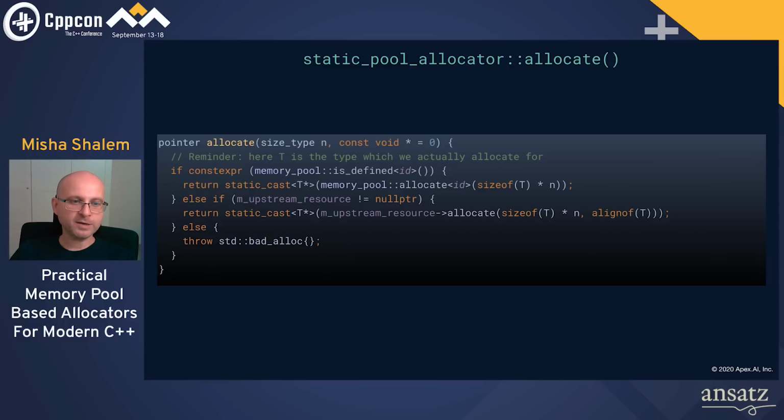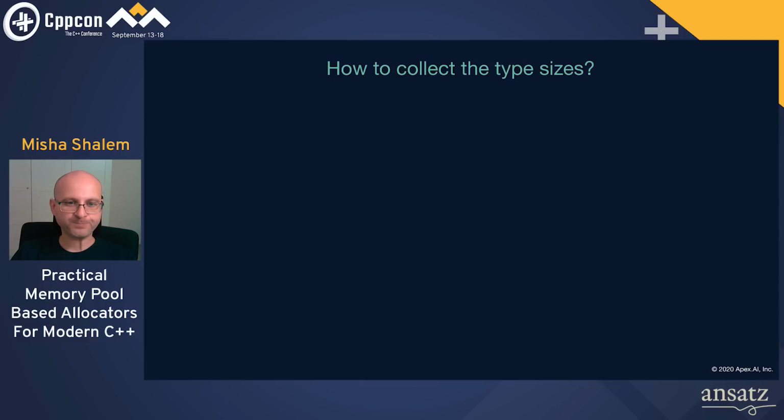And by the way, T here, just a reminder, is the actual type we are going to allocate for. So if it's some internal list node or something, it's going to be known here at this line, right? So we're going to use this information.